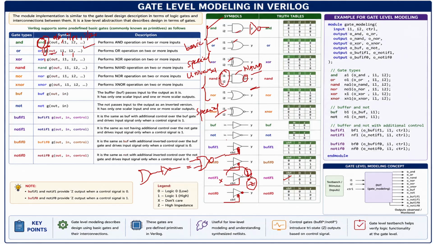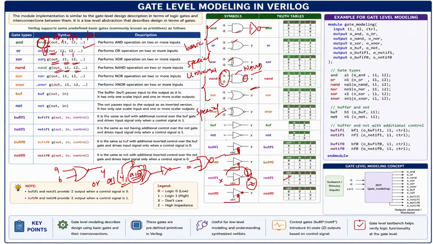Whatever the output you need to represent, suppose this is my output. OR gate is there, A and B are two inputs, Y is the output. Then OR1 is my instance name. Output Y comma input A comma B. In this way, the output depends upon the inputs. If the A, B values change, you get the output value Y. So all the syntaxes are the same: output comma input 1 comma input 2.